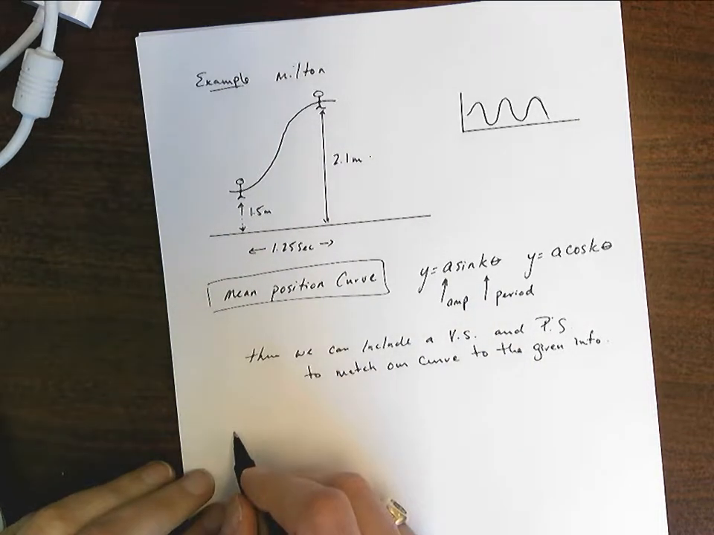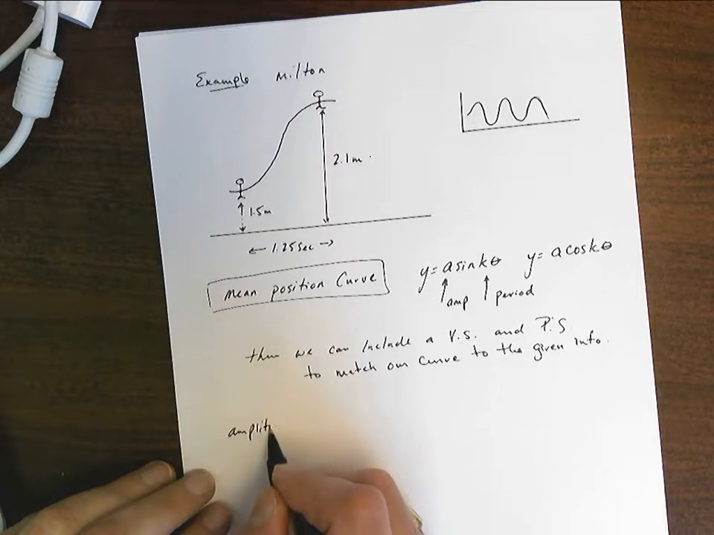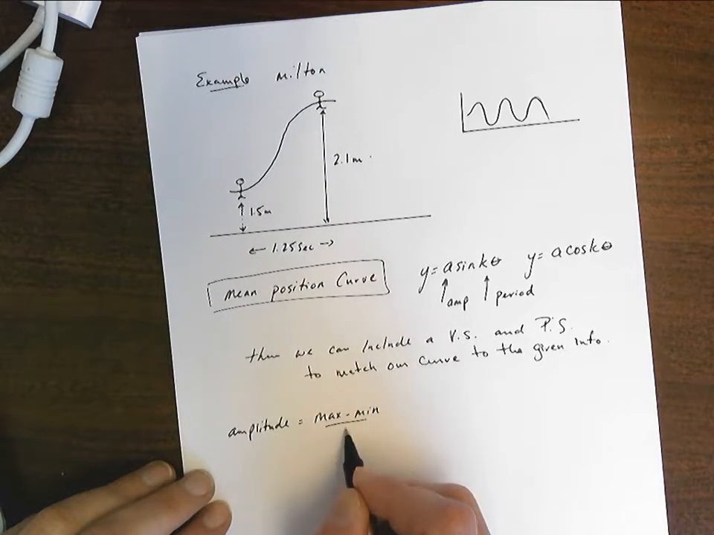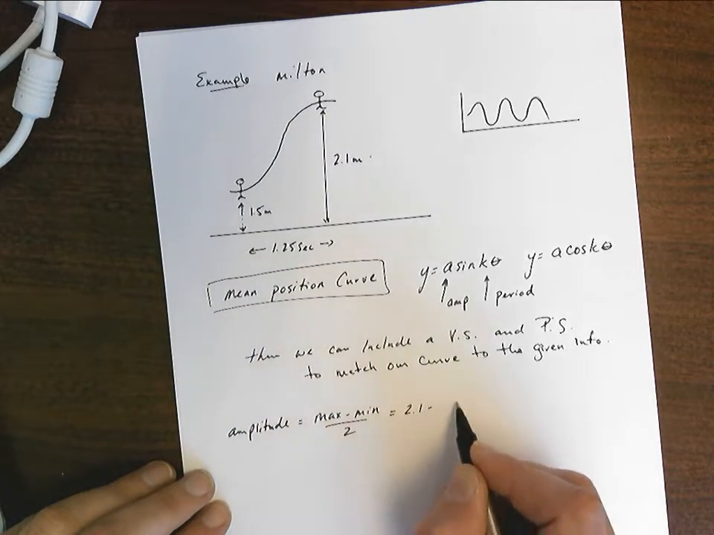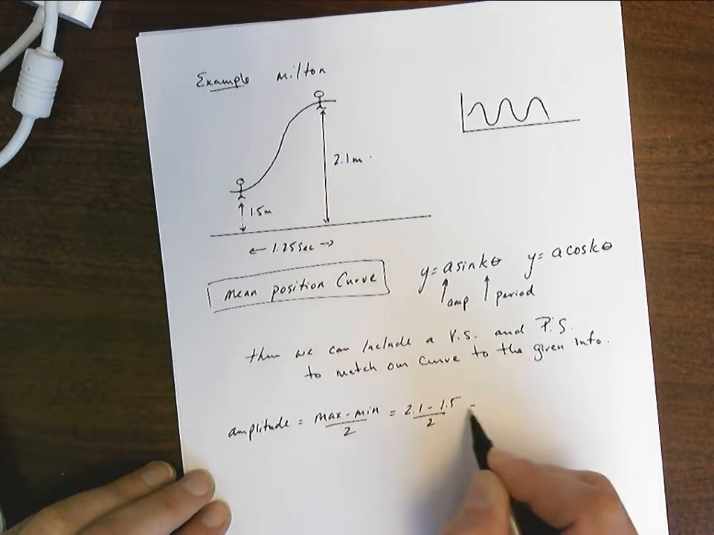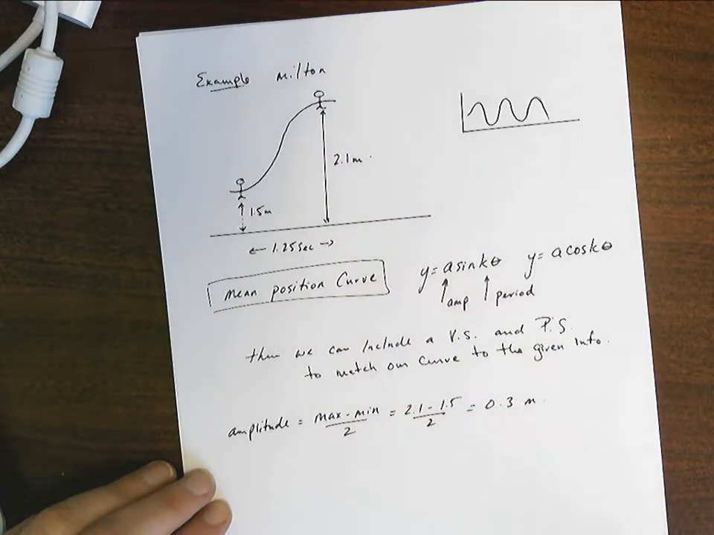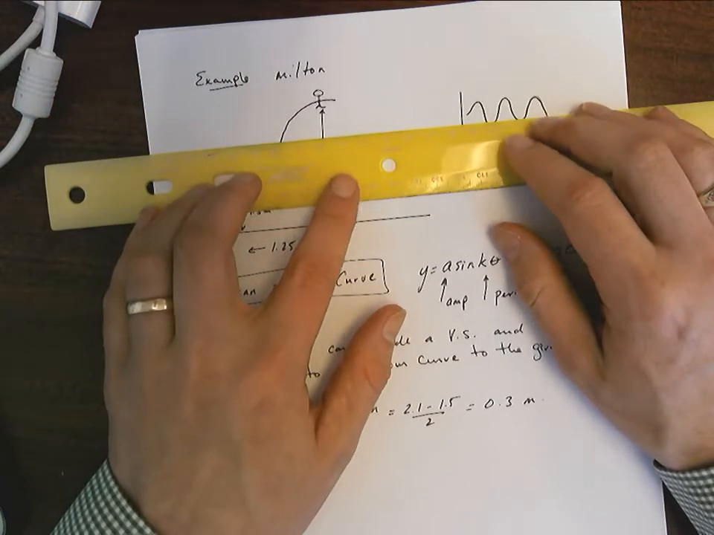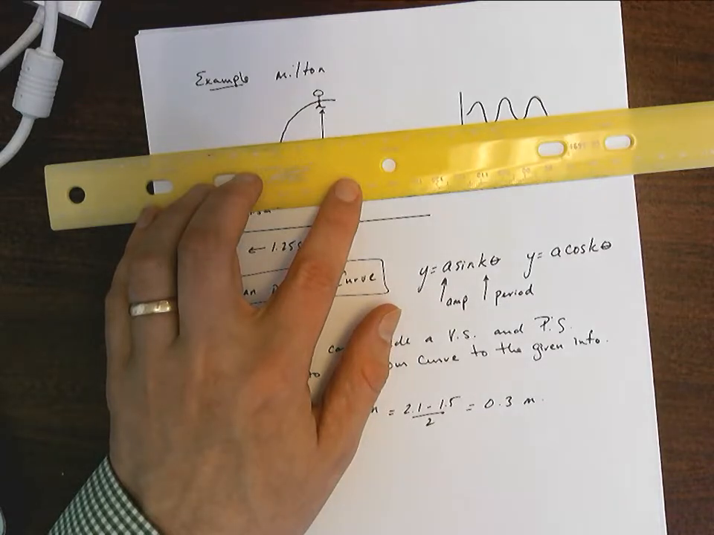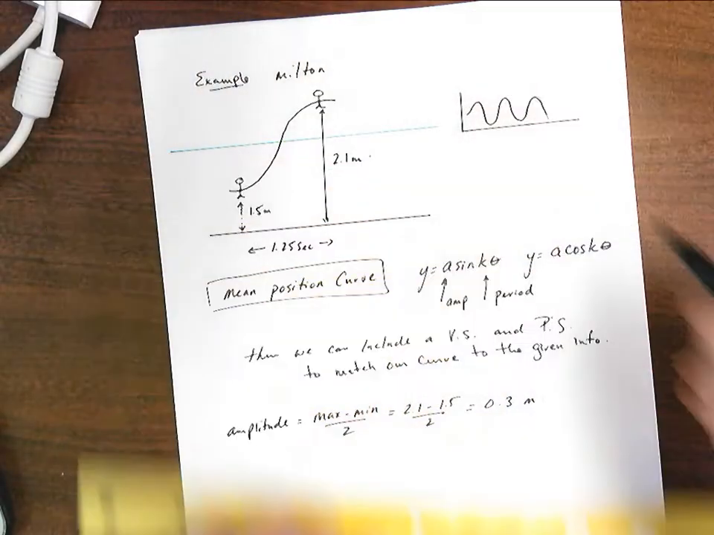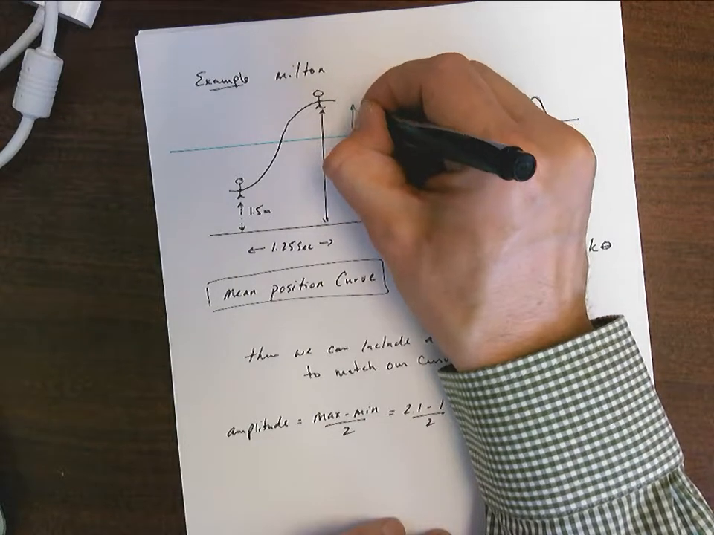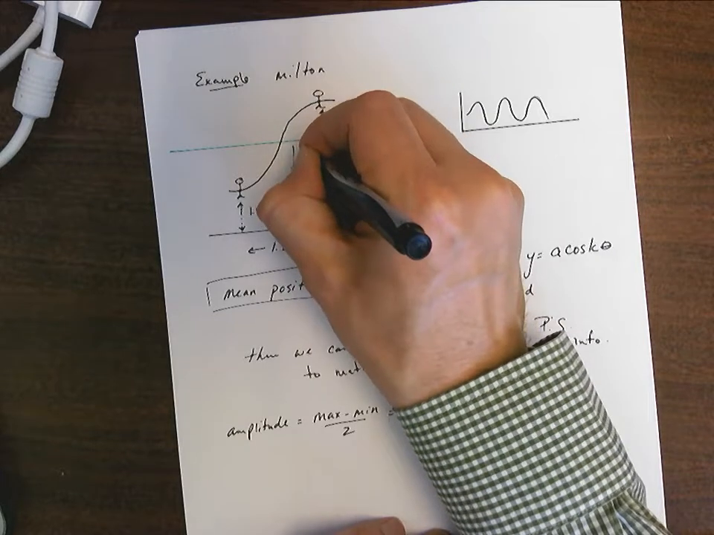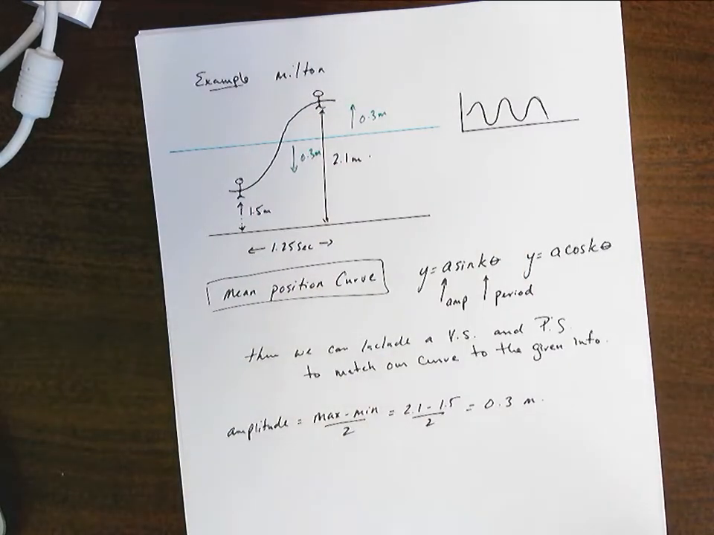So the first thing I want is my amplitude. Amplitude is going to equal my max minus my min divided by 2. So it's 2.1 minus 1.5 divided by 2, which is 0.3 meters. If we remember what amplitude means, there's a horizontal line cutting through this curve, so that the amplitude goes up 0.3 meters to its maximum and down 0.3 meters to its minimum.